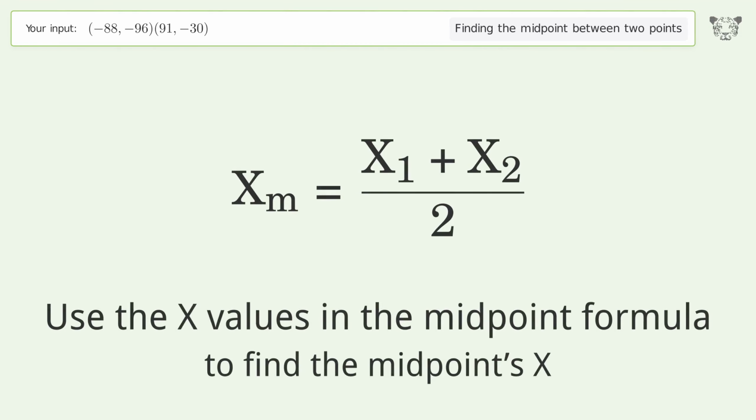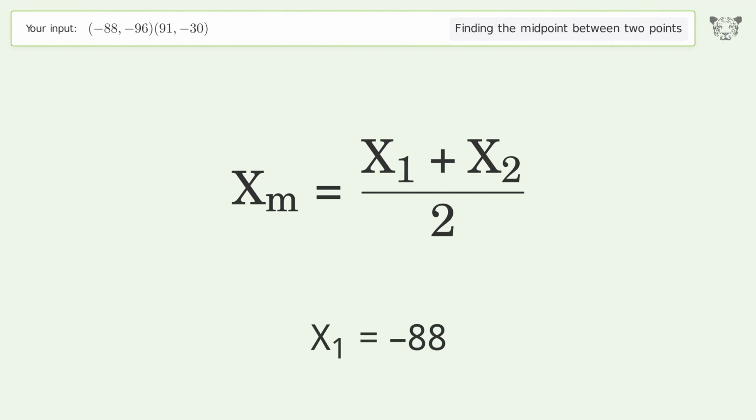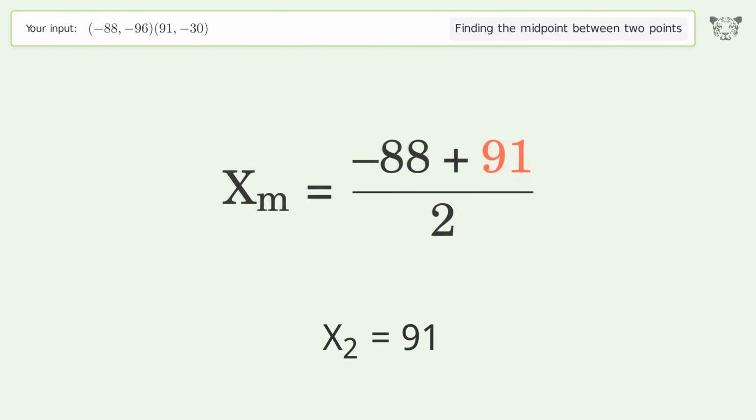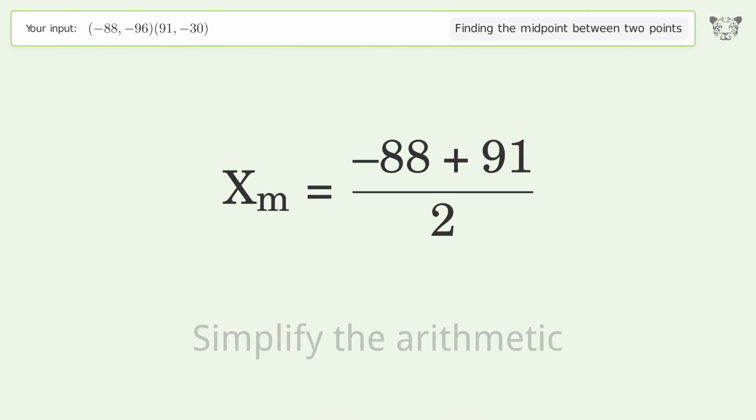Use the x values in the midpoint formula to find the midpoints x. x1 equals -88. x2 equals 91. Simplify the arithmetic.